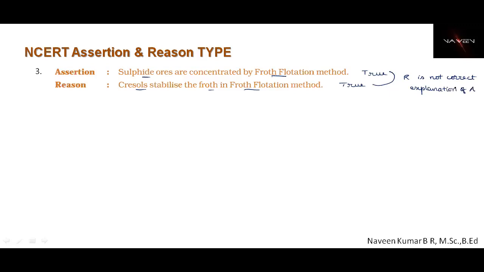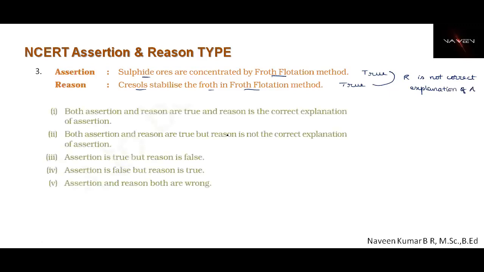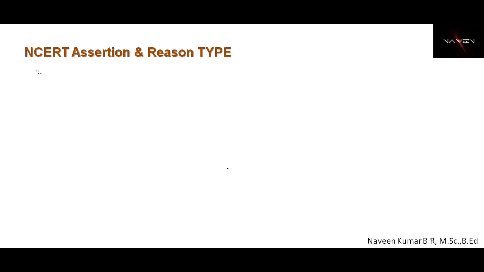Now we'll look into the correct option. So it is both assertion and reason are true, but reason is not the correct explanation of assertion, which is the correct statement. So the remaining four are not correct. So you can analyze individually to relate it. So hence the correct answer is option 2. Now we'll move on to the fourth question of assertion and reason type.